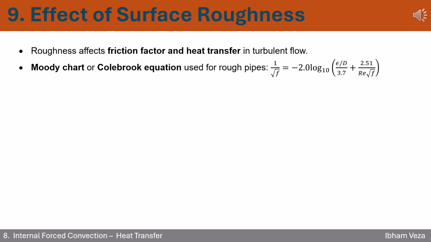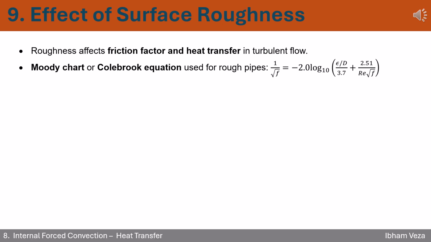9. Effect of surface roughness. Let's talk about surface roughness and why it matters. In turbulent flow, the roughness of a surface doesn't just sit there. It actively affects how the fluid moves. Specifically, it increases both the friction factor and heat transfer rate. This means a rougher pipe wall will cause more resistance to flow, but might also boost heat transfer.